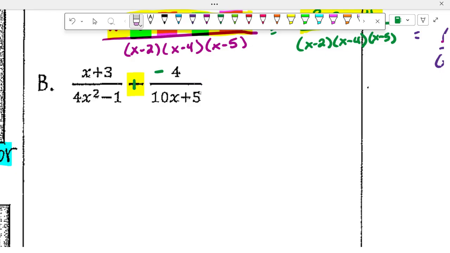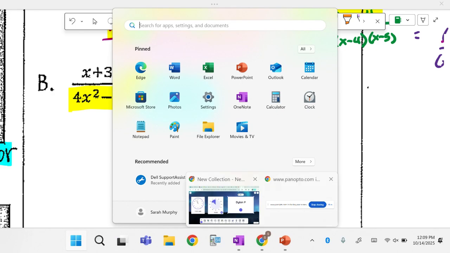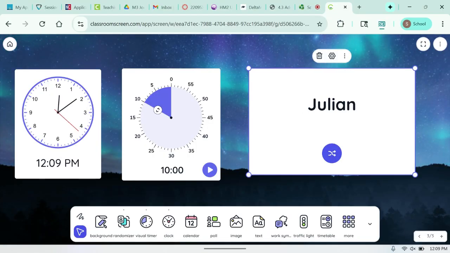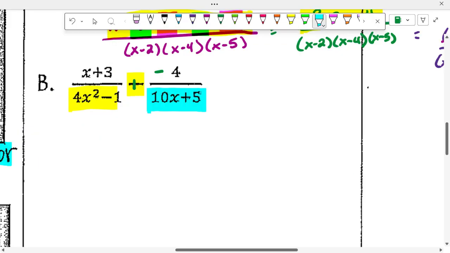Now, this one's a little bit quicker because you don't really have to do any big x's. Okay. So let's look at our two denominators. We're just going to go ahead and factor our two denominators. So let's go with Julian. If I look at my first denominator, the yellow one, what type of polynomial is that? First off, how many terms? So it could possibly be a what?